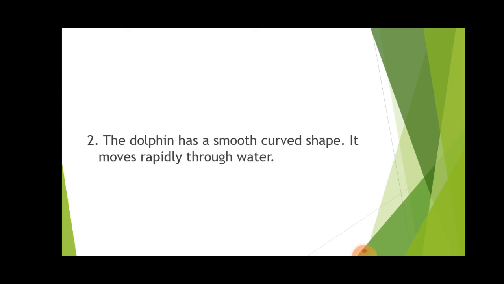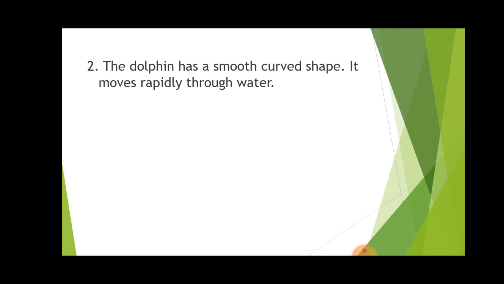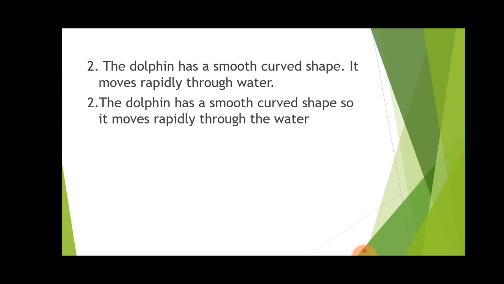Now, the second set of sentences is, the dolphin has a smooth curved shape. It moves rapidly through water. Because of the curved shape, it moves rapidly through the water. So, the dolphin has a smooth curved shape, so it moves rapidly through the water. Its curved shape helps it to move in the water very rapidly.